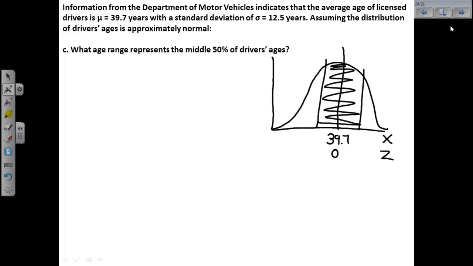Now there's several ways that you could go about doing this, but remember, the middle 50%, we have a symmetrical distribution, so half of that middle 50% will be right here. 50% divided by 2, slashing it in half would give you 25%, which is a p-value of 0.25, and that would be from the mean to z.